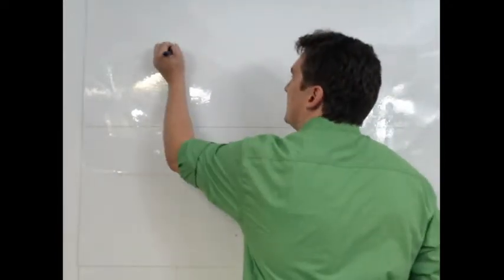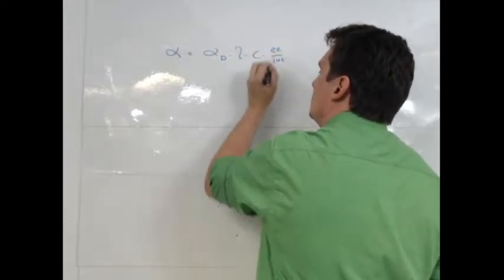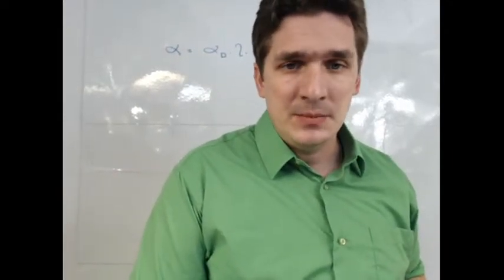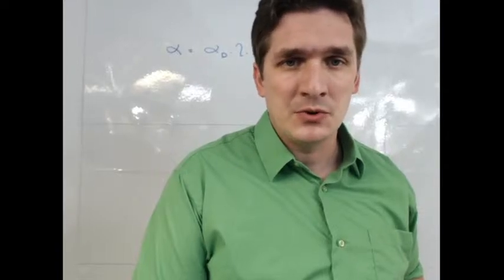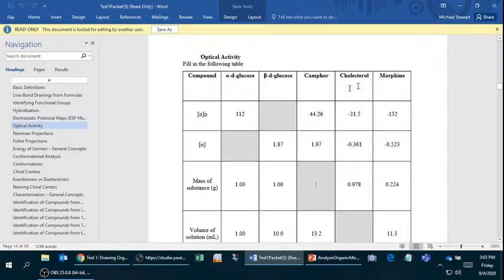So you still have the formula alpha equals alpha D times L times C times EE over 100. On the course website, you can look this information up. Those tables, that alpha D is actually a physical constant that you can look up. So if you go to the table, we have camphor's alpha D is 44.26.